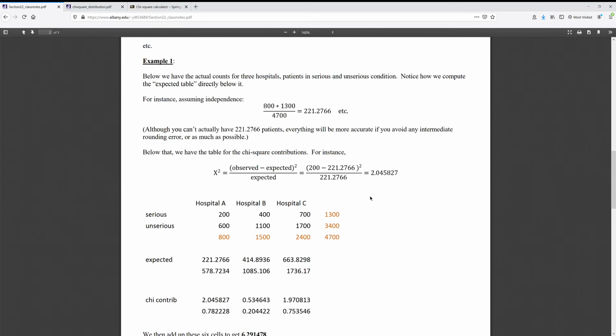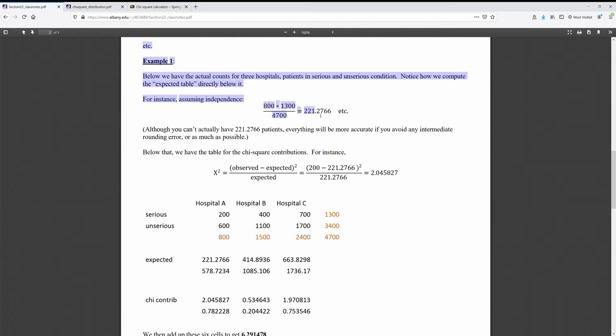So the first thing we do is compute the expected counts. For instance, given these red totals, what would we expect to find for serious patients in hospital A if these things really had nothing to do with one another? Well, the bottom line again is it's the row total times the column total divided by the total total. So the 1300 times the 800 divided by the 4700.